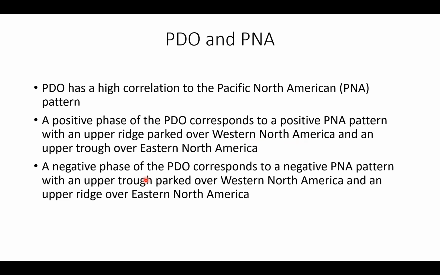A negative phase of the PDO, on the other hand, where you have colder than normal sea surface temperature anomalies off the west coast of the United States, corresponds to a negative phase of the PNA pattern. Now we have an upper trough parked over western North America, colder and more unsettled, wetter than normal across the west, in this case with a negative PDO and a negative PNA, and an upper ridge over eastern North America. That's warmer and drier than normal conditions.